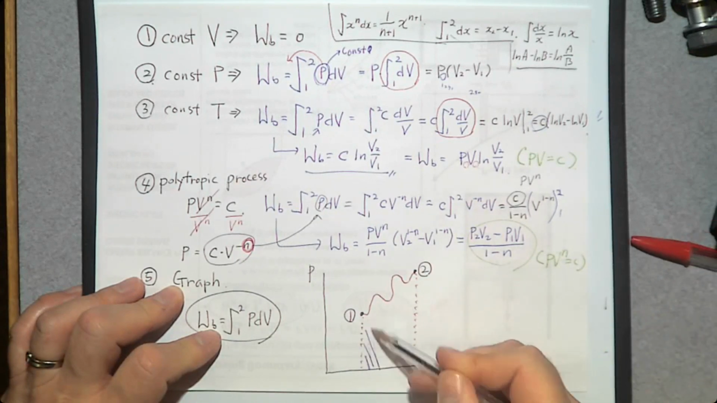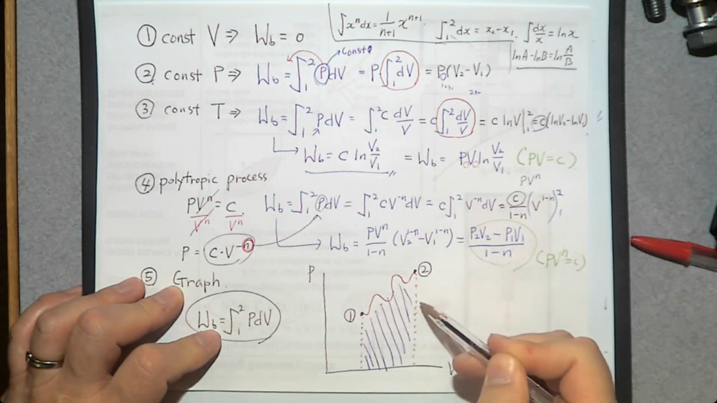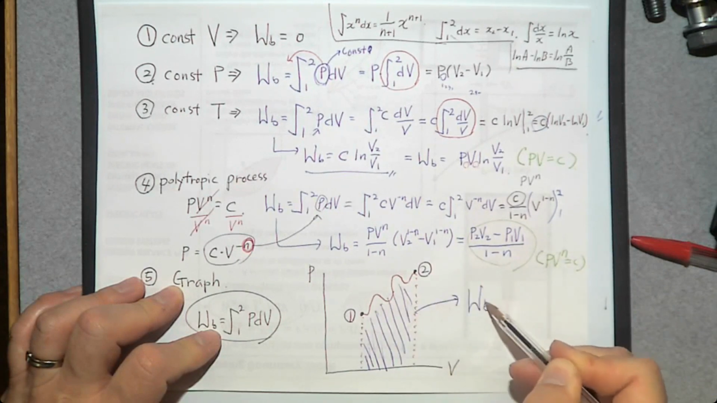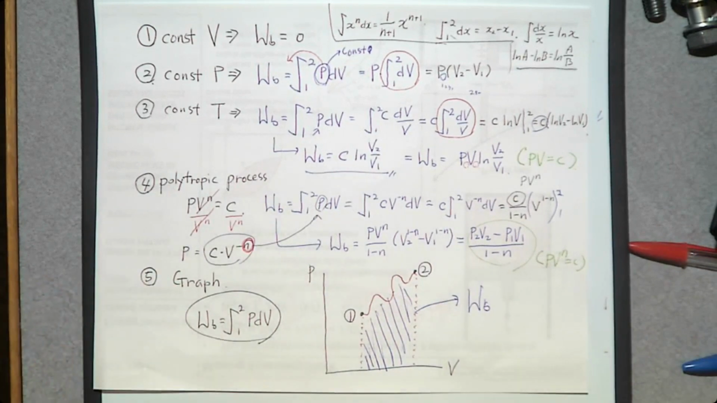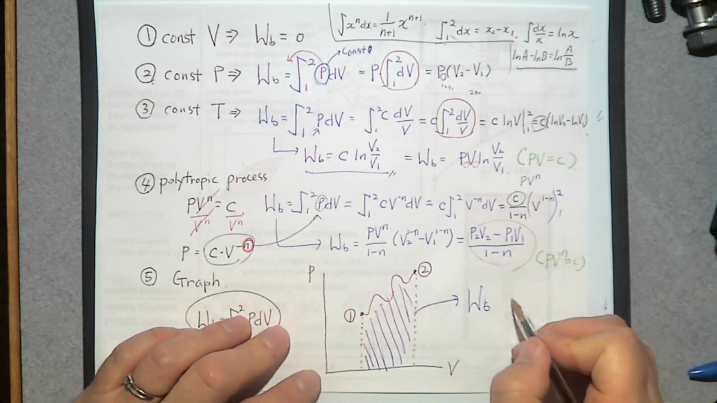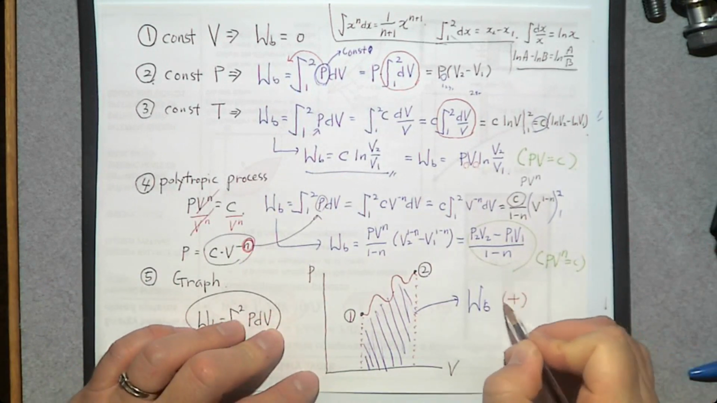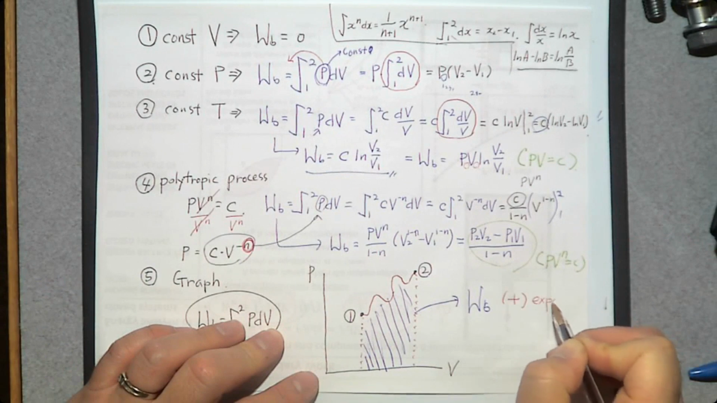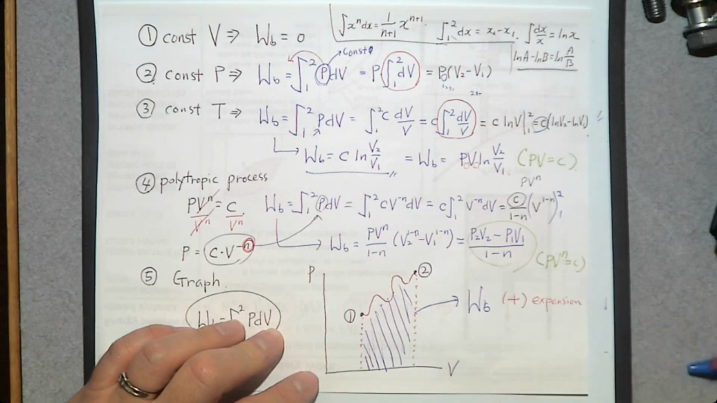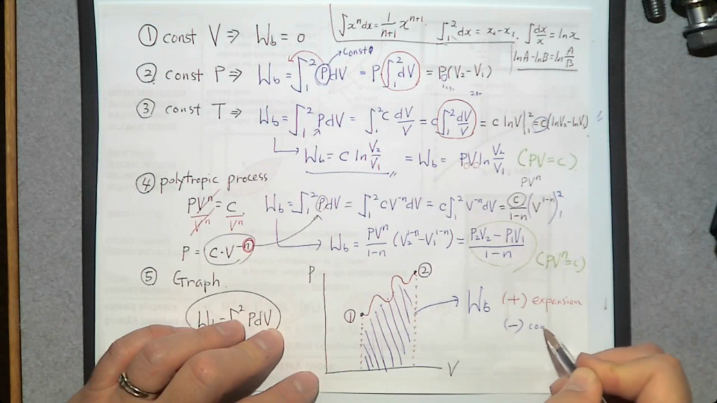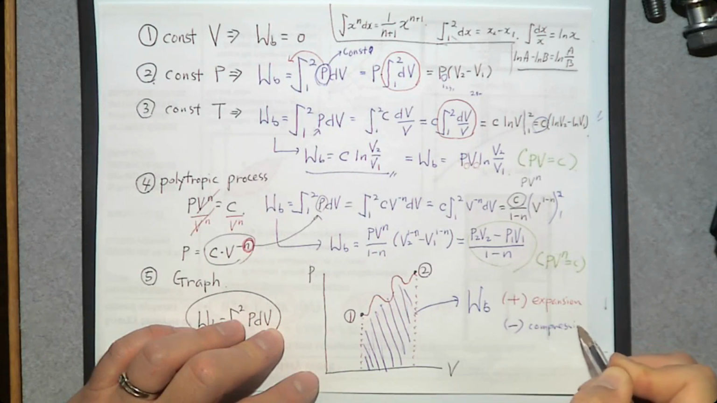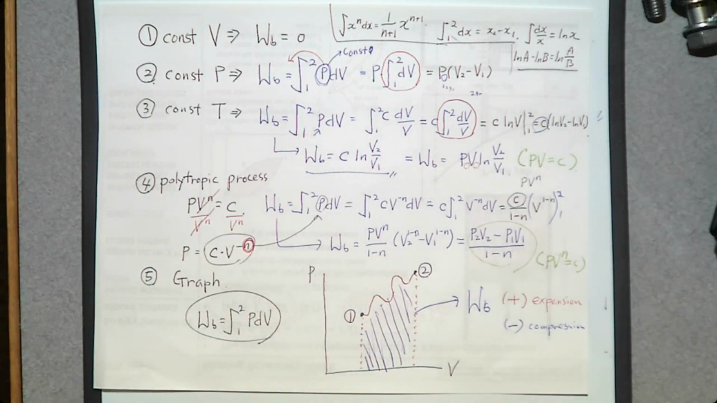The area is going to be the moving boundary work. But there's one thing we need to be careful about. This moving boundary work is positive when it is an expansion process. This moving boundary work is negative when it is a compression process. So that's the whole theory about moving boundary work.